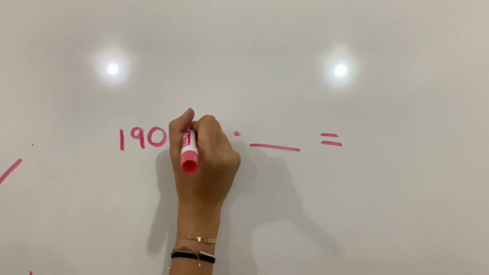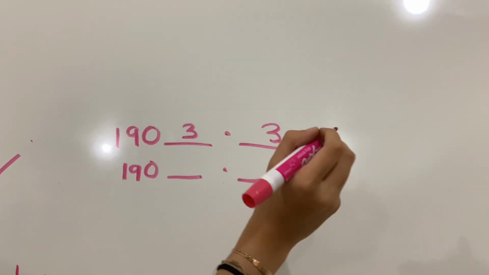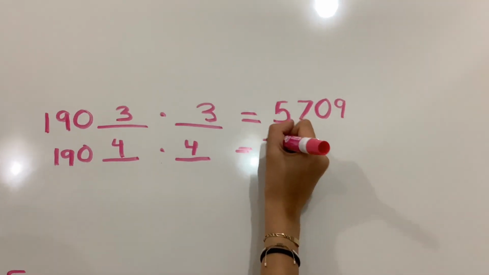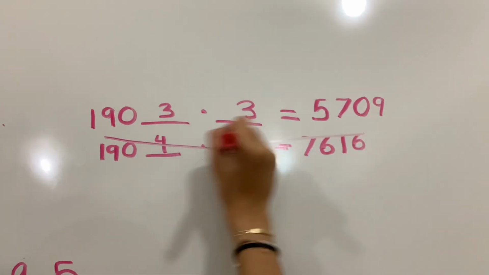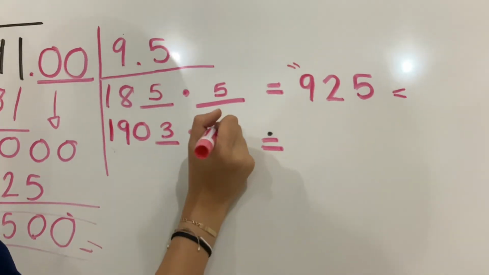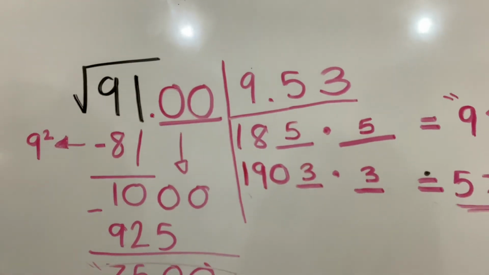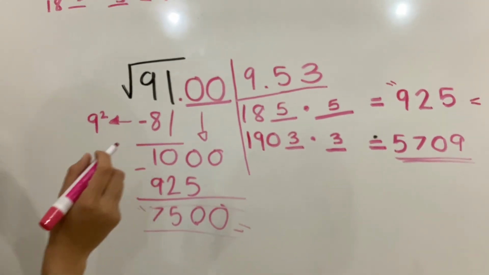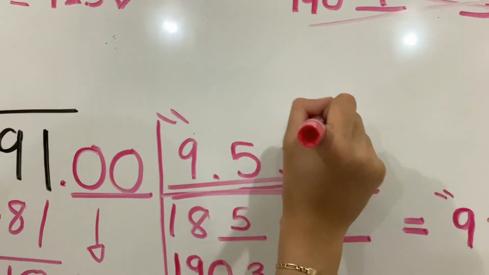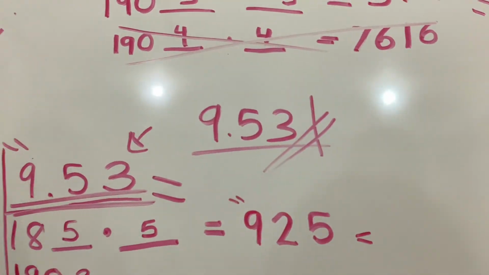Then 1,903 times 3 is 5,709, while 1,904 times 4 is 7,616. But because 7,616 is greater than 7,500, the multiple of 3 is the one we use. We add the 3 to the final answer and subtract 7,500 minus 5,709, and our final answer is 9.53.